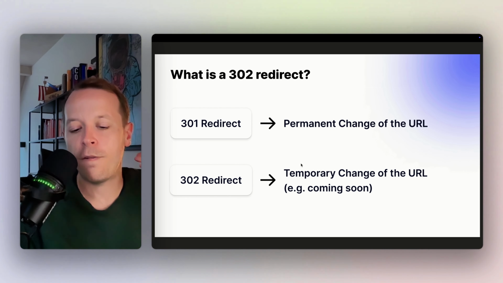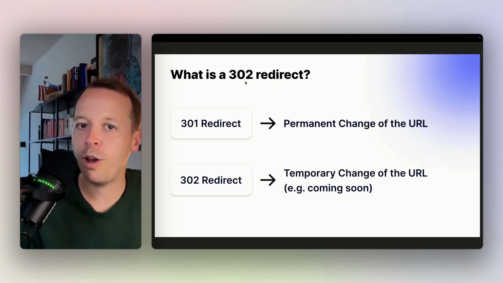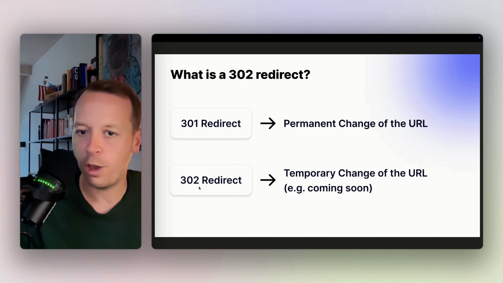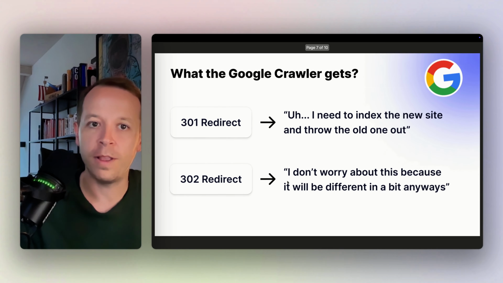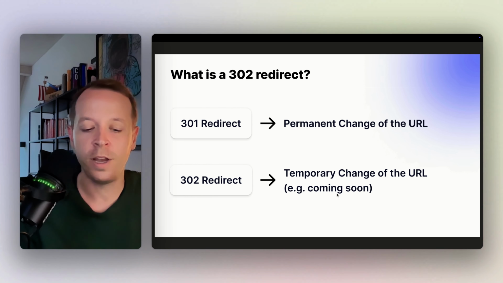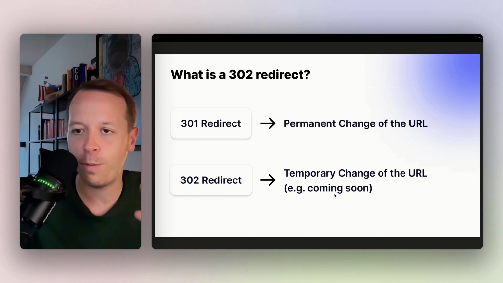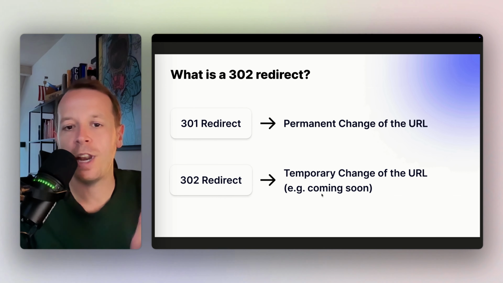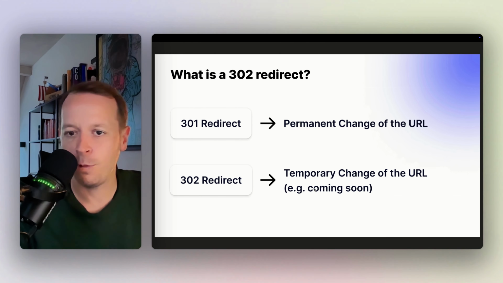Oftentimes when talking about status codes, the 302 redirect also comes up. Just for you to remember, 301 is always for a permanent change of URL and 302 for temporary changes of URL. An example for the 302 redirect could be something like a coming soon page. So let's imagine we are offline for one day with our website. We tell Google, hey, this is a 302 redirect, please show everyone the coming soon page.